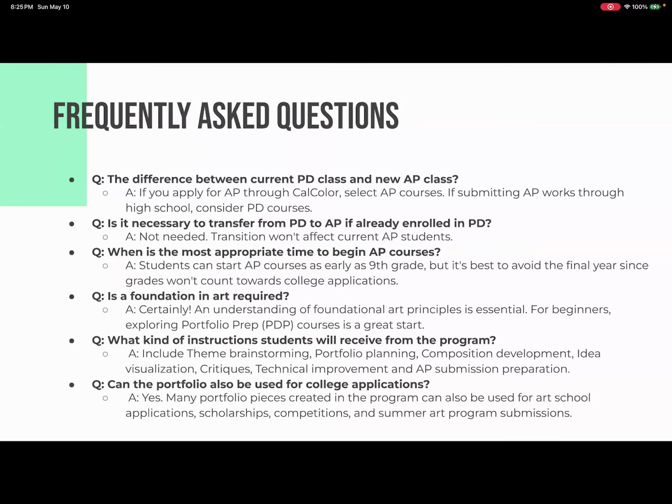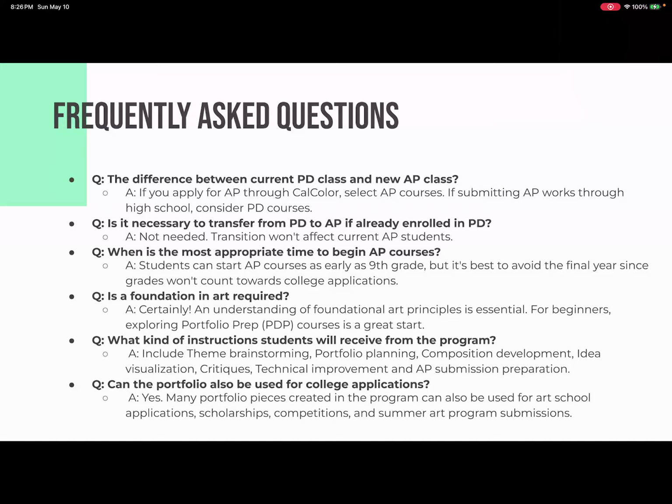So, first up, Mr. Su, what do you think is the difference between the current PD class and the new AP class? Yeah, if you apply for AP through Calculator, it's best to select the AP courses. But if you want to submit the AP class through your regular high school, then consider PD courses. I see. Now, is it completely necessary to transfer from PD to AP if we are already enrolled in the PD classes? Not needed. It won't affect the current AP students.